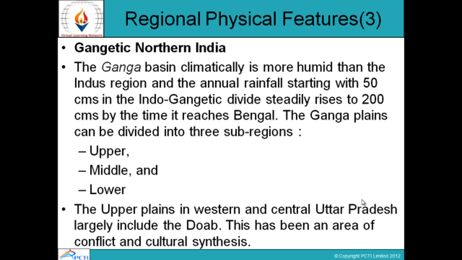Gangetic northern India. The Ganga basin climatically is more humid than the Indus region, and the annual rainfall, starting with 50 centimeters in the Indo-Gangetic divide, steadily rises to 200 centimeters by the time it reaches Bengal. The Ganga plains can be divided into three subcategories: upper, middle, and lower. The upper plains in western and central Uttar Pradesh largely include the Doab. This has been an area of conflict and cultural synthesis.